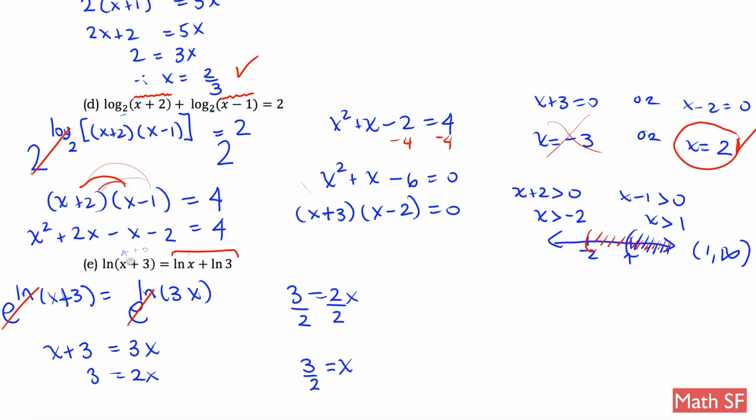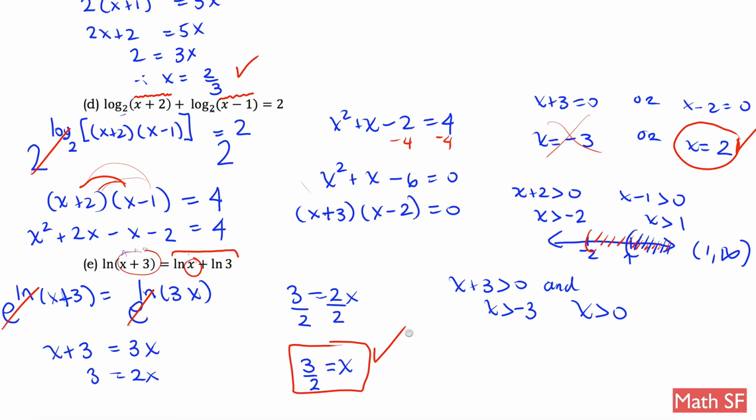From the first part, x plus 3 should be greater than 0, so x should be greater than negative 3. And for the second part, I have ln of x, so x should be greater than 0. You need to satisfy both conditions, right? This and this condition. So in other words, x must be greater than 0, and what happens here is correct. Therefore, this should be your correct answer.